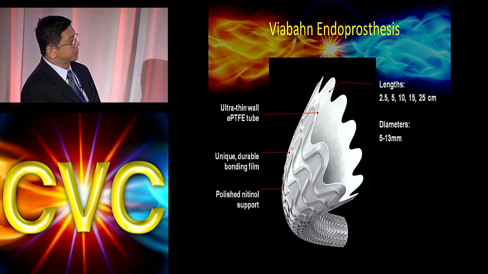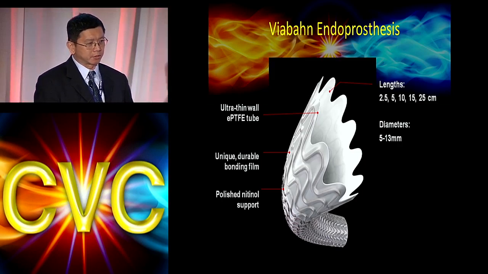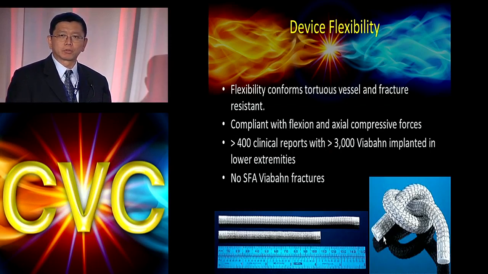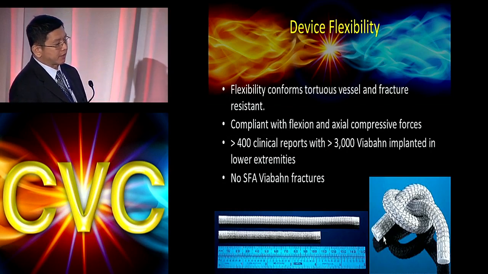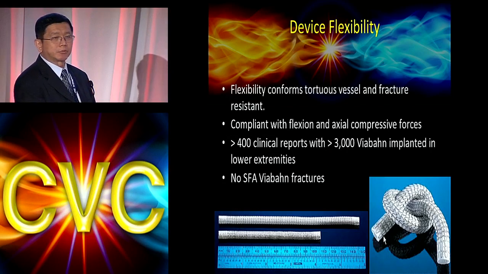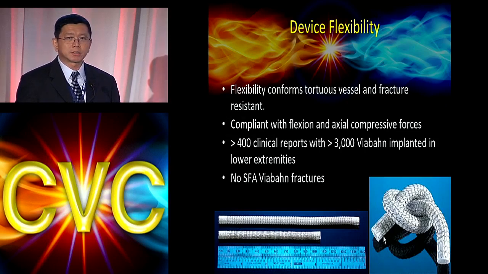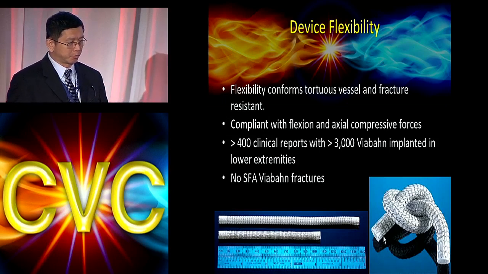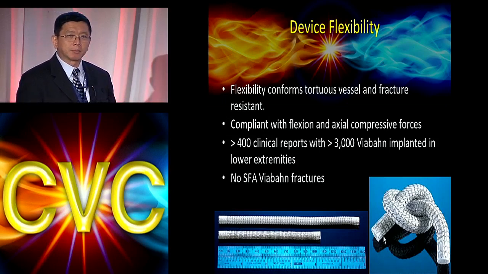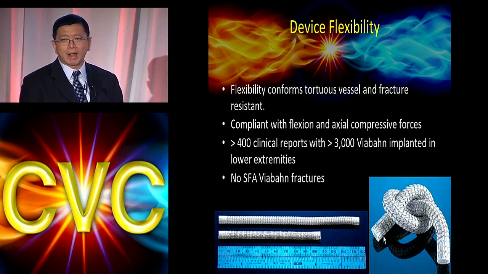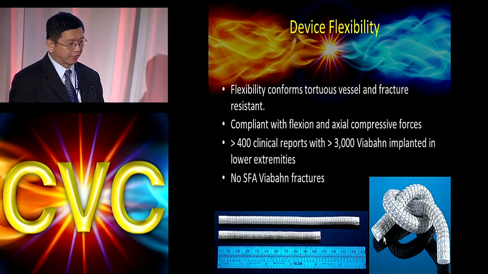It has diameters ranging from 5 to 13 millimeters. The device is highly flexible. It can conform to very tortuous vessels. If you were to take a device that's 15 centimeters in length and compress it by up to 40%, as shown here, you will see that the device maintains its structural integrity without any deformity. In over 3,000 publications, no Viabahn stent fracture has been noted in the placement in the SFA.